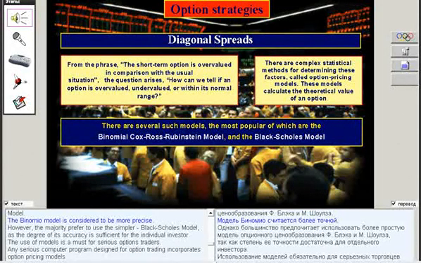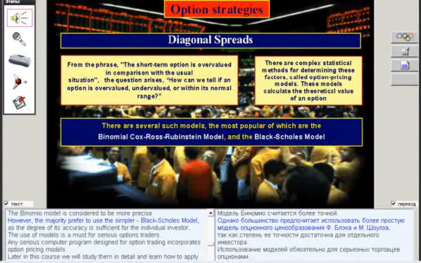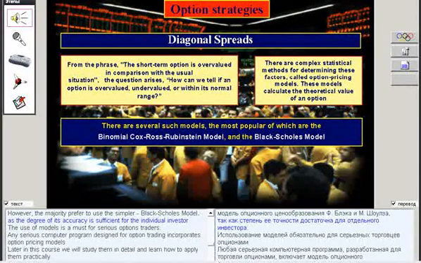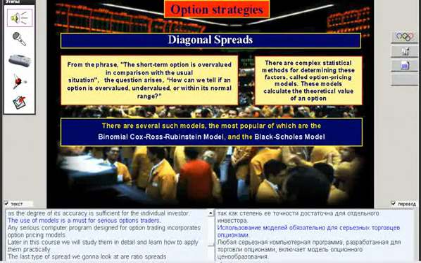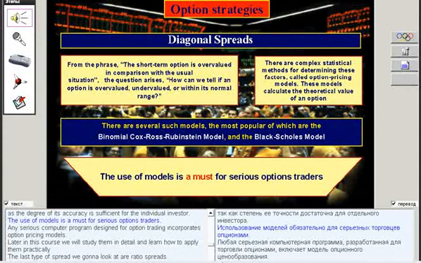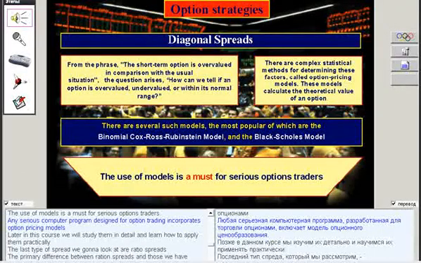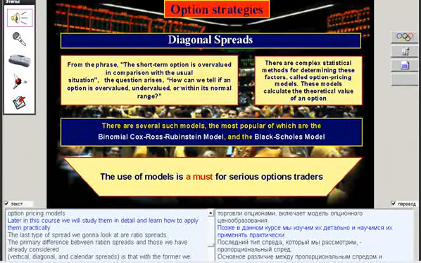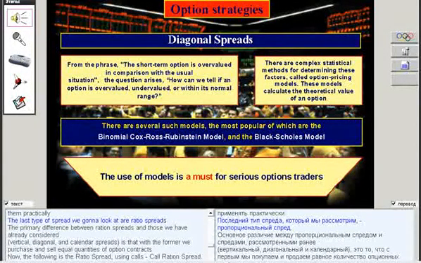The binomial model is considered to be more precise. However, the majority prefer to use the simpler Black-Scholes model, as the degree of its accuracy is sufficient for the individual investor. The use of models is a must for serious options traders. Any serious computer program designed for option trading incorporates option pricing models. Later in this course, we'll study them in detail and learn how to apply them practically.